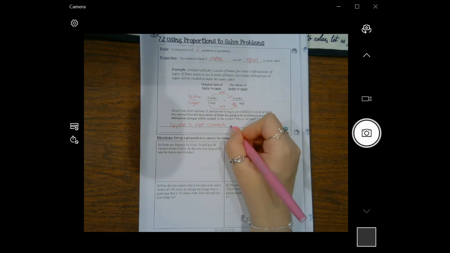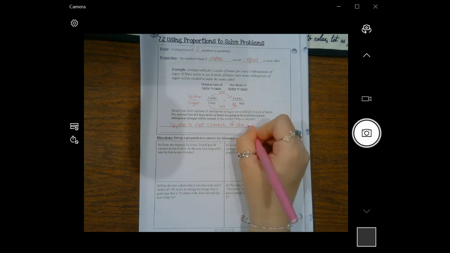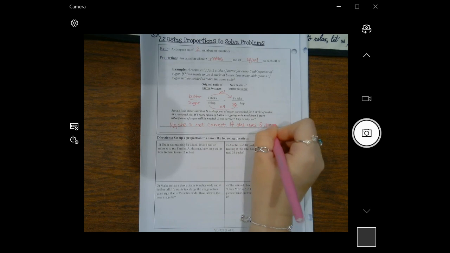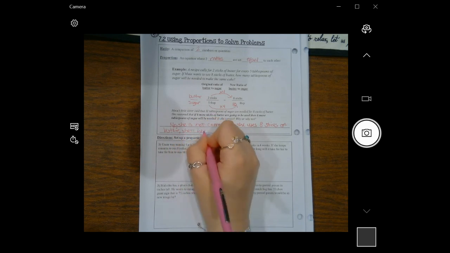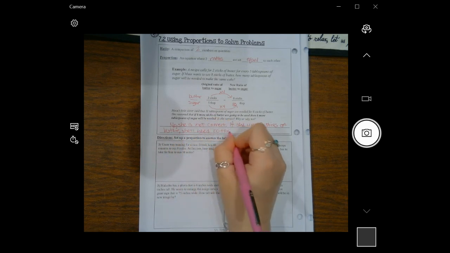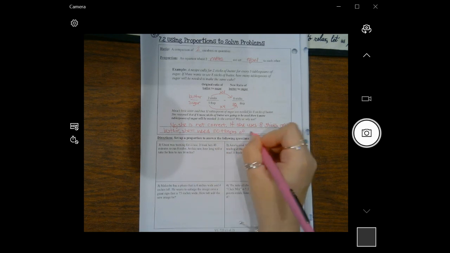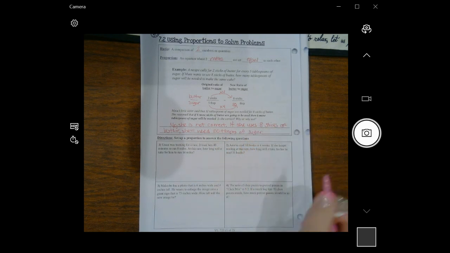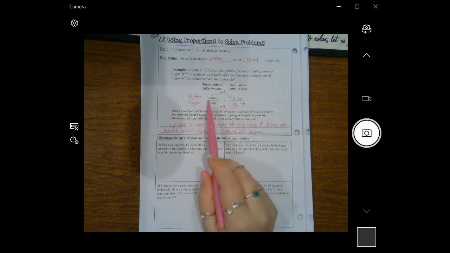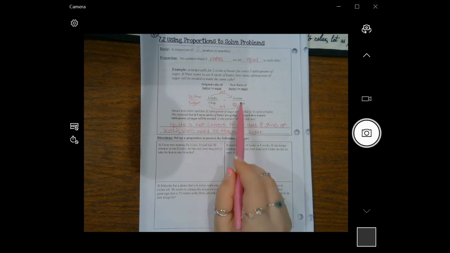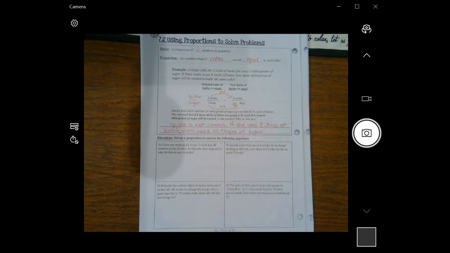Why is that? Because if she uses 8 sticks of butter, she'll need 20 tablespoons of sugar. And why is that? Because we still want the ratio to remain consistent at a 2-to-5 ratio. So for every 2 sticks of butter, we want 5 tablespoons of sugar. So we want to keep it in that same ratio. And that's why that one isn't correct.